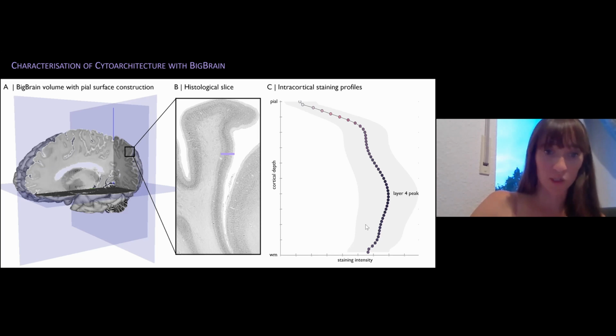And this is even an average profile. So we're not at the super high resolution, but you can straight away see that there's this layer 4 peak that we would expect from changes in cellular density as well. And you see this large increase as you move from layer 1 to layer 2. So it's sensitive to different types of cytoarchitecture, even if we're not perfectly at this cellular resolution.